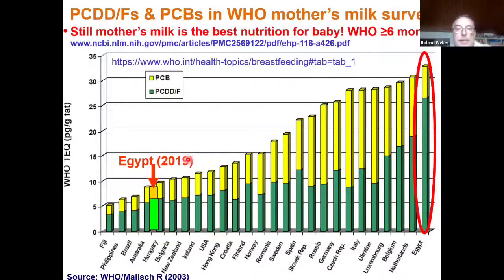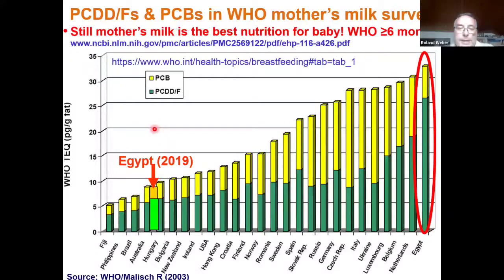That you see that partly in the Middle East, you have an exposure. Here are data from human milk of dioxin in green and dioxin-like PCBs in yellow. And also here you see that PCBs have about 50% of the total TEQ, just what I told you before, from where it comes. And in the first WHO human milk study in 2003, Egypt had the highest dioxin levels, here with over 30 picogram TEQ in human milk.